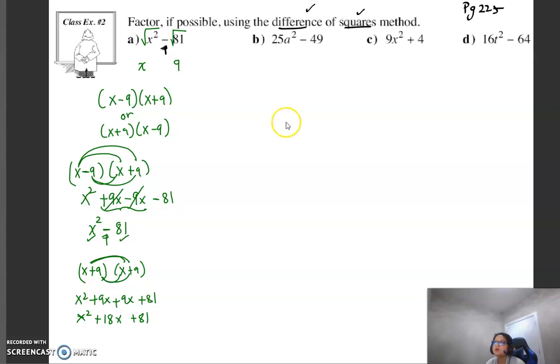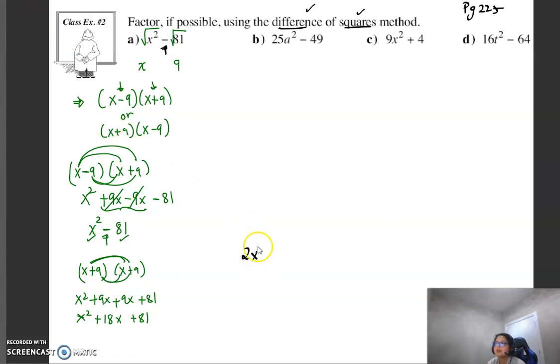So you can only do this method if you have a difference and both of these are perfect squares. And that's why when we write the factors, we write one to be positive and one to be negative. Okay? When you're checking for difference of squares, check for GCF. Sometimes there are examples that look like the difference of squares cannot be done.